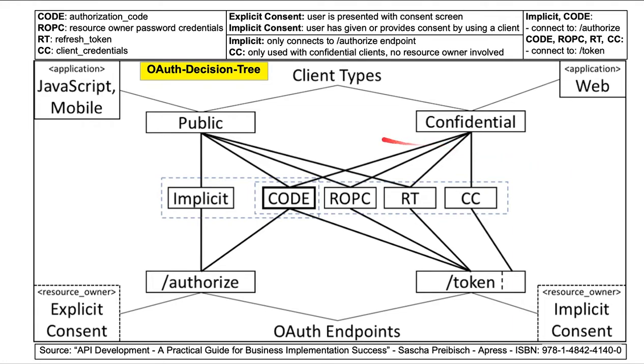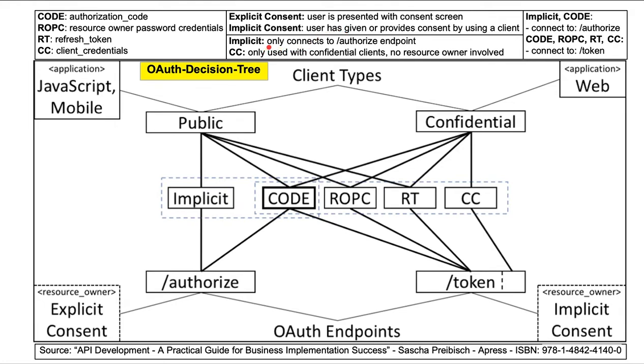So before we get started, there's a little glossary here. Code stands for authorization code flow, ROPC, resource owner password credentials, which is the password grant type, RT for refresh token, and CC for client credentials. Where the diagram says explicit consent, it means that a user will be presented with a consent screen throughout the flow. Implicit consent means at that point in time the user has either given his consent or he's providing his consent by simply using a client, using an application.